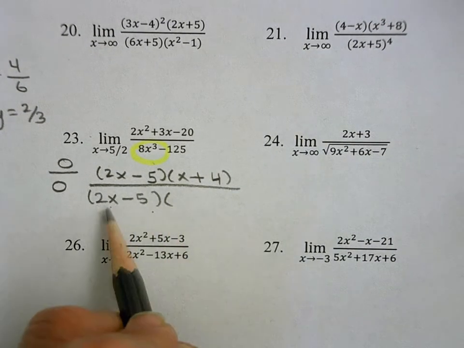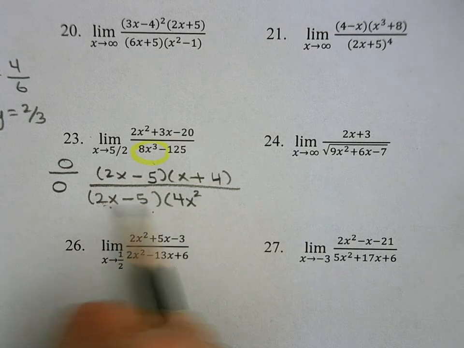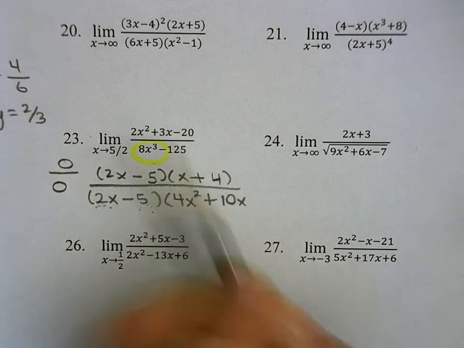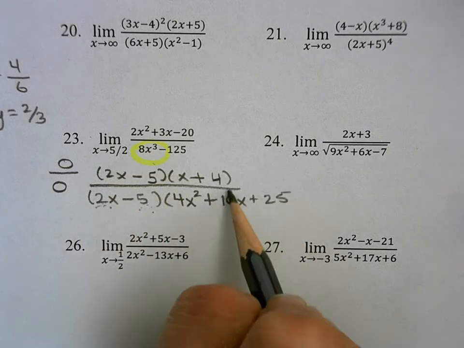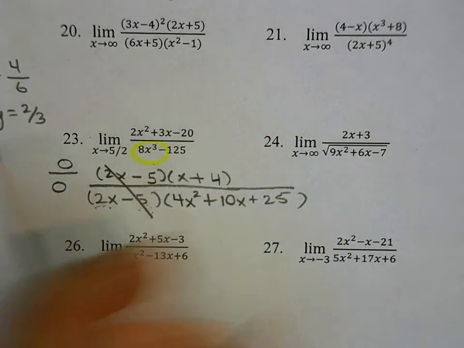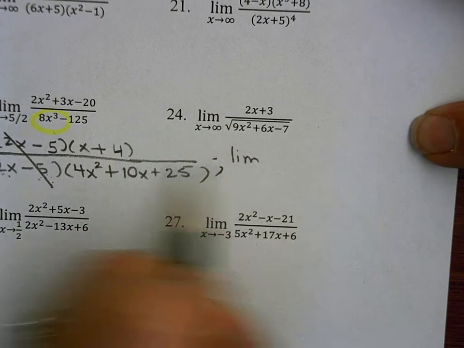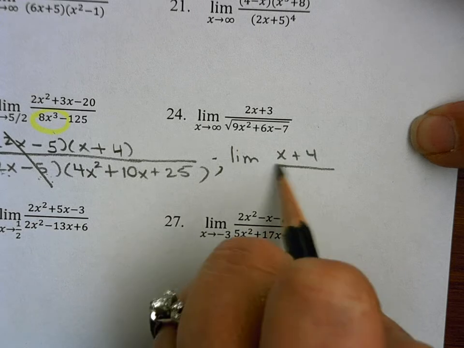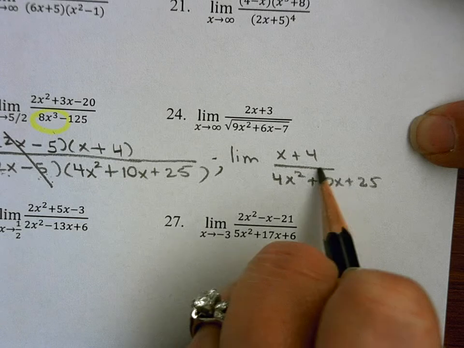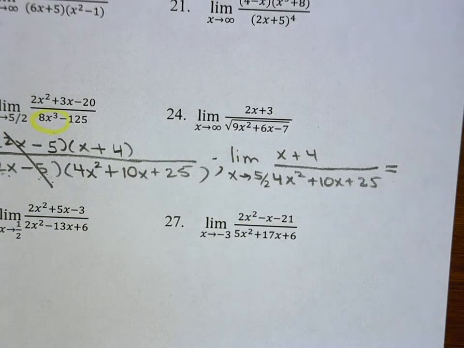So then I want to square, so 2x times itself, and then I want to multiply, so 2x times negative 5 is negative 10x, but opposite, and then negative 5 times negative 5 is 25. And then that will cancel, and so then I don't have enough room up here, so I'm just going to do a little semicolon right here. So I want to do the limit of my new function, and then as x approaches 5/2, and then substitute that in.